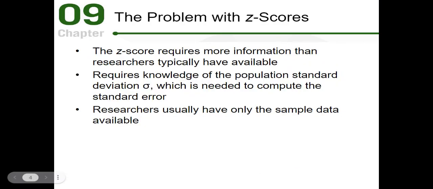The problem that can exist sometimes whenever we have a Z score is that it requires more information than researchers typically have available to them. It requires knowledge of the population's standard deviation, which is needed to compute the standard error. It also requires more than the sample data, and researchers are only going to have the sample data available.